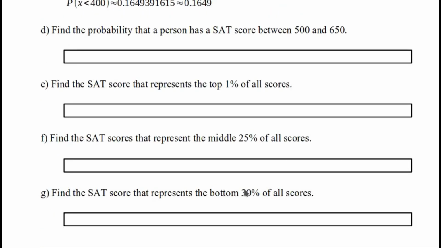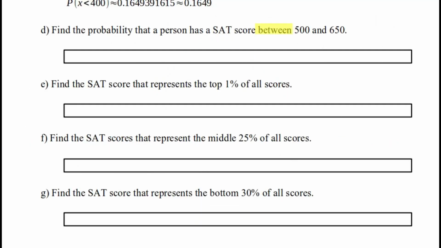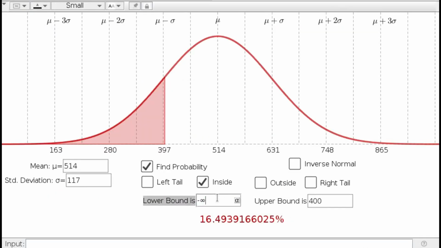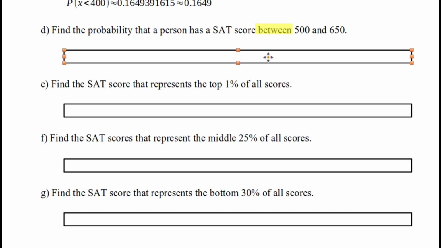Find the probability that a person has an SAT score between 500 and 650. So we're going to go into our calculator. We're interested in the inside area. Between 500 and 650. And it tells us that approximately 42.5% of people who take the SAT exam have scores that fall in that area.